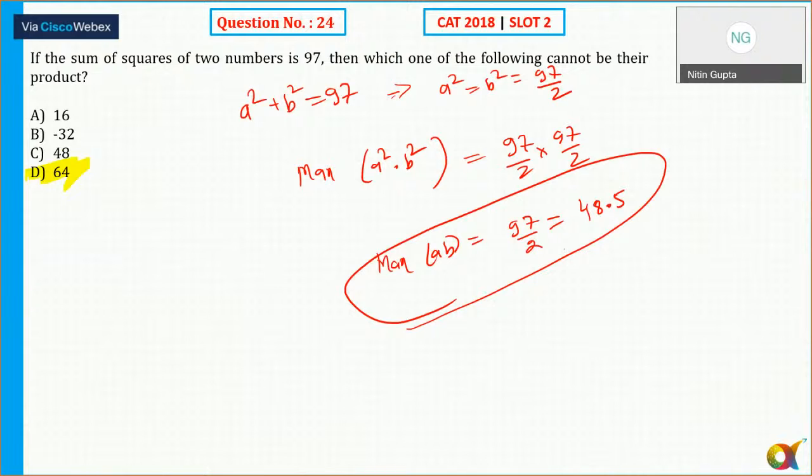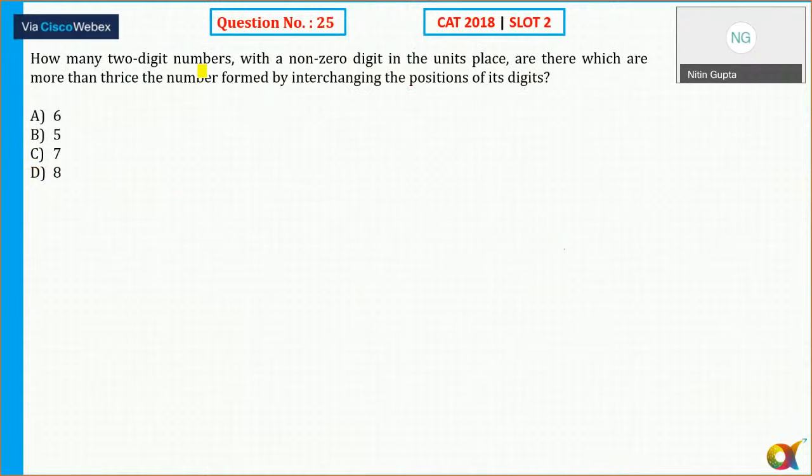Now let's come to question number 25 then. There is no doubt in this. Now question number 25. Okay, question number 25.